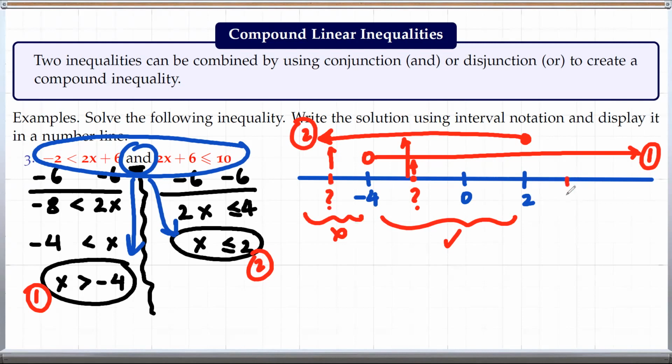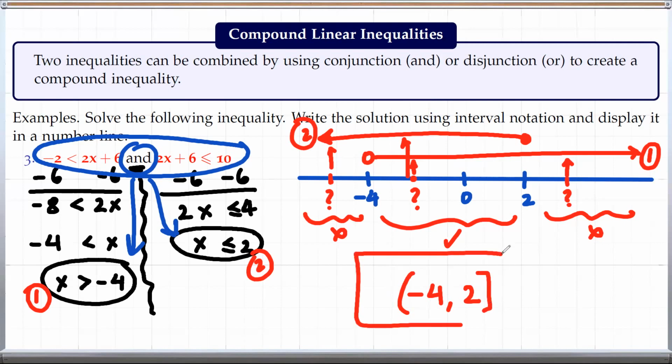And similarly, if you pick a number over here, only one is satisfied and two is not. So any number over here is not good. So the solution is all real numbers from -4 to 2. We can write it as an interval. And we don't include -4, so we use this parenthesis here. We include 2, so we use a square bracket here. So this is the solution. Right, so we are done with this example.